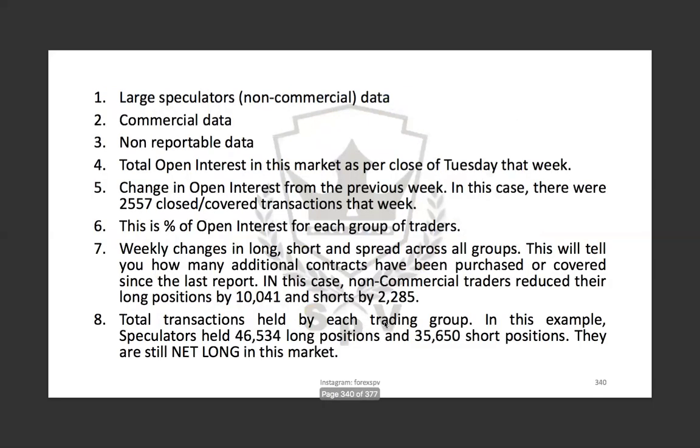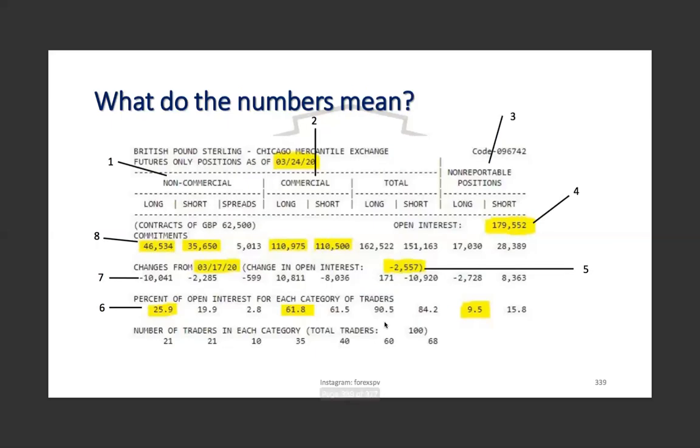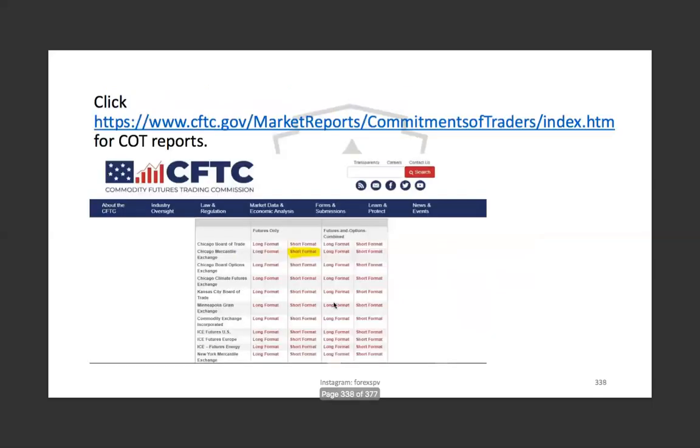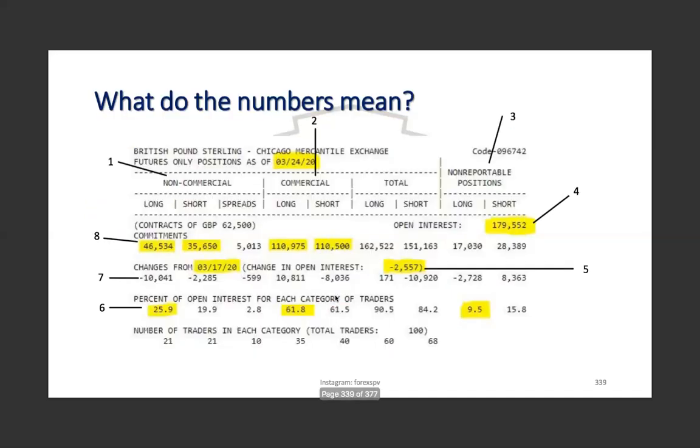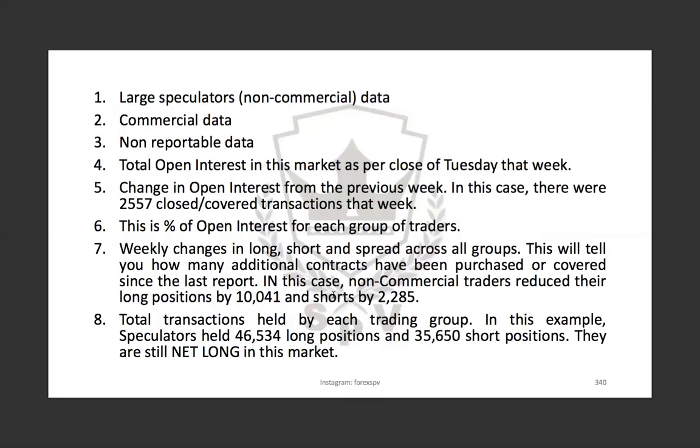So when analyzing the report, which do we concentrate more on? Like who are the dealers? The large non-commercial. Yes. I usually concentrate on the large speculators and the open interest. Oh, okay.